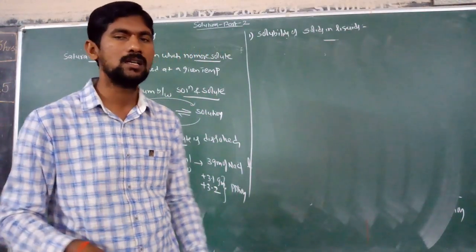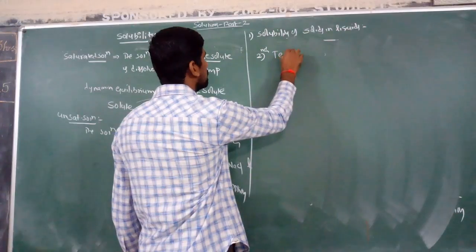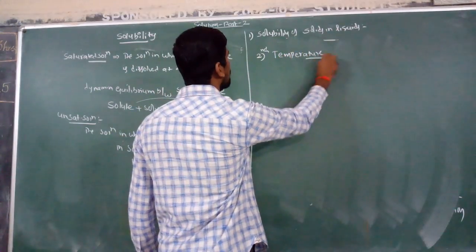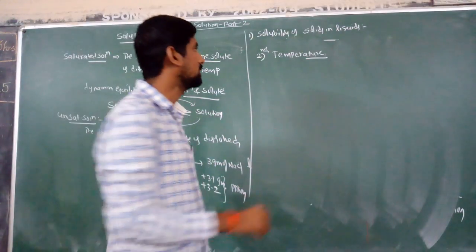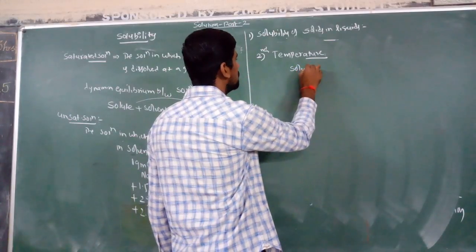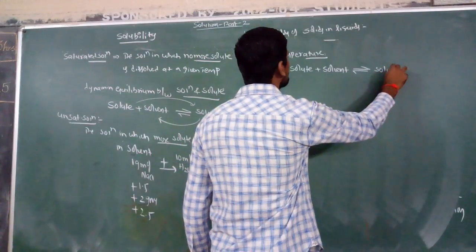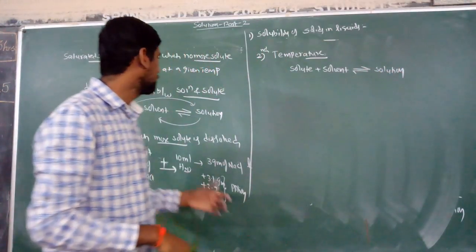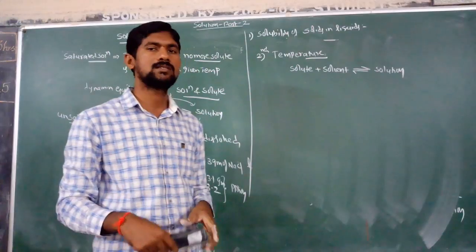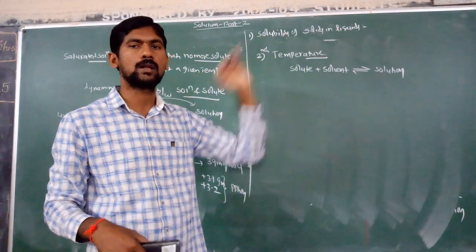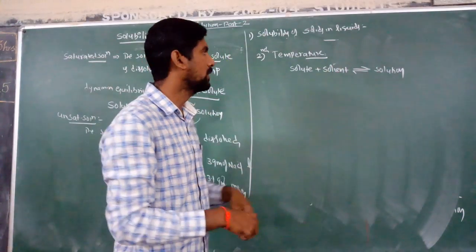The second factor influencing solubility of solids in liquids is temperature. How does temperature influence the solubility of solids in liquids? For this you can consider the dynamic equilibrium. Solute plus solvent, solution. So here I had already written solute plus solvent, solution. So there is dynamic equilibrium between the reactants and the products. This is the forward reaction and that is the backward reaction.